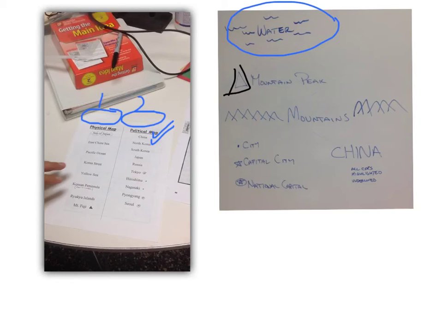Cities, as we said earlier, get a dot, capital cities get a star, and national capitals get a star with a circle. Since we're talking about countries specifically and not states in this unit, we will probably use just a star with a circle around it. For instance, Tokyo, Seoul, and Pyongyang should have a star with a circle around it. Countries are always all caps, highlighted, and underlined.